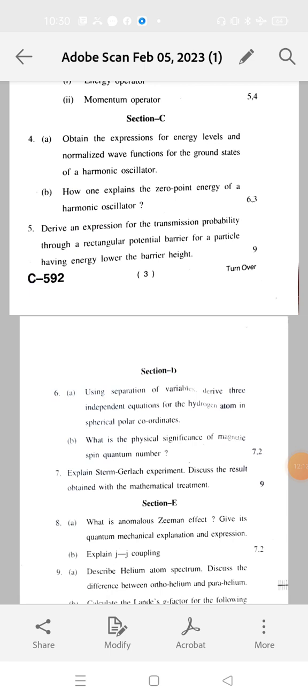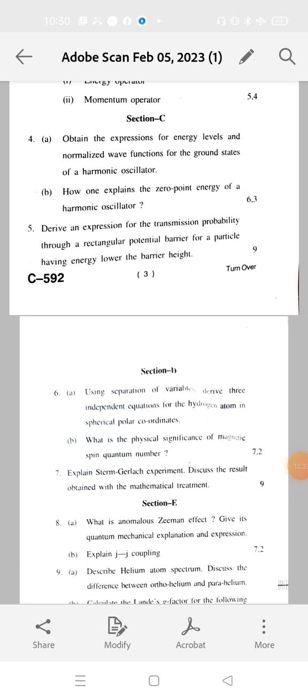Next is question number 7. Explain Stern-Gerlach experiment. Discuss the result obtained with the mathematical treatment. So we have to explain its experiment and then discuss theory. And what is its significance?